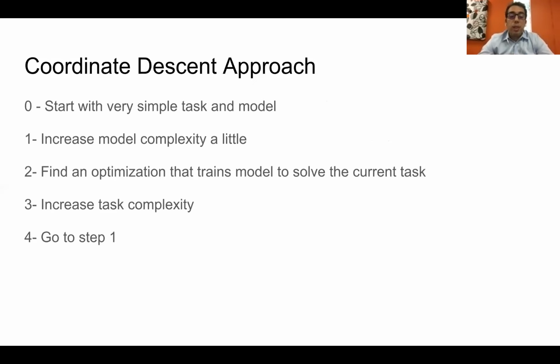And the coordinate descent approach is actually pretty simple. When you want to do hyperparameter tuning for a neural network model, you should start with a very, very simple task and model. So if your end goal is a very complex task, for instance, ImageNet, first start with a simpler version of that.